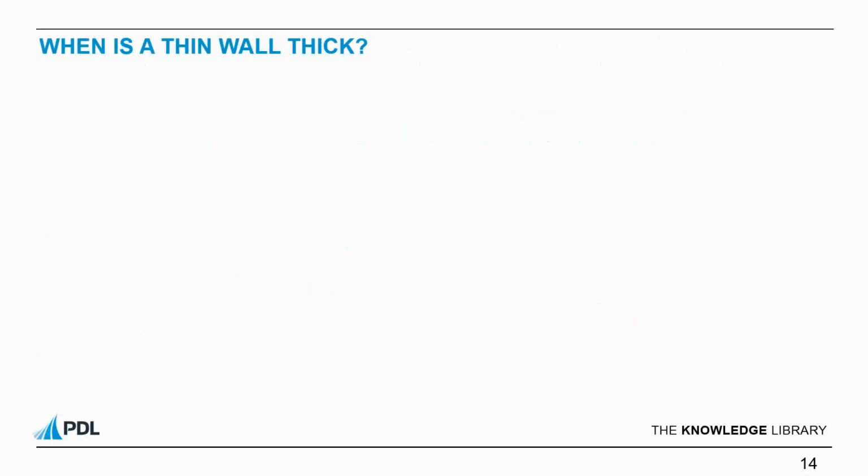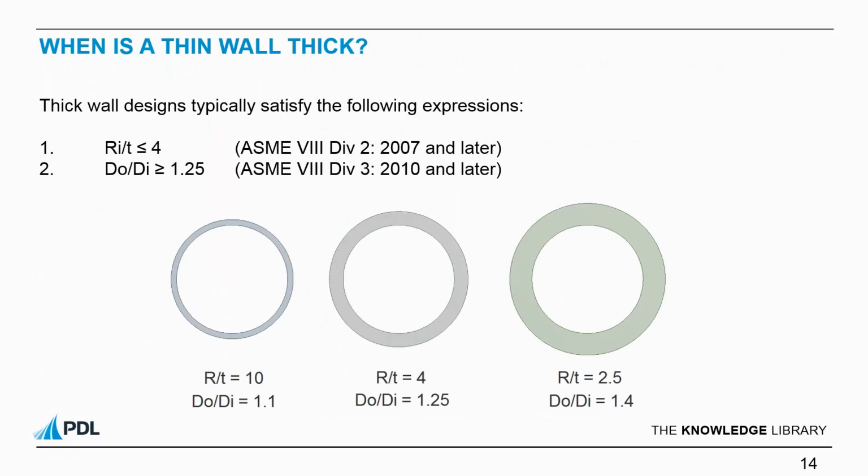So when is a thin wall thick? When is a thick wall thin? Well, fortunately, ASME have provided us a definition which helps us to determine this. So the two expressions on the screen, the first is given in terms of the inside radius and the wall thickness. The second given in terms of the outside diameter and the inside diameter.